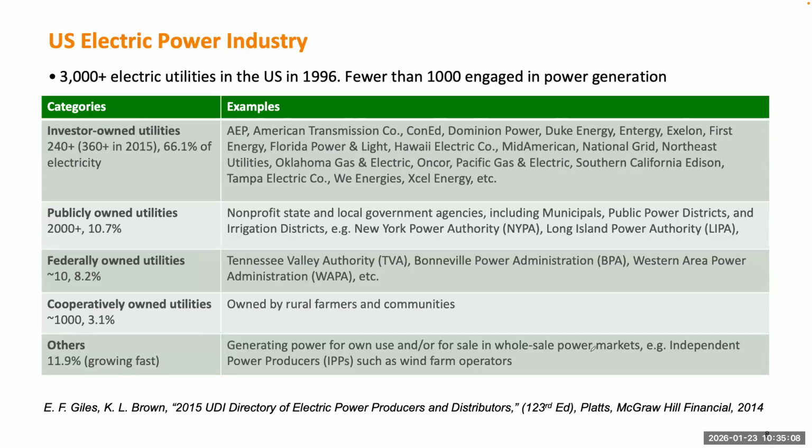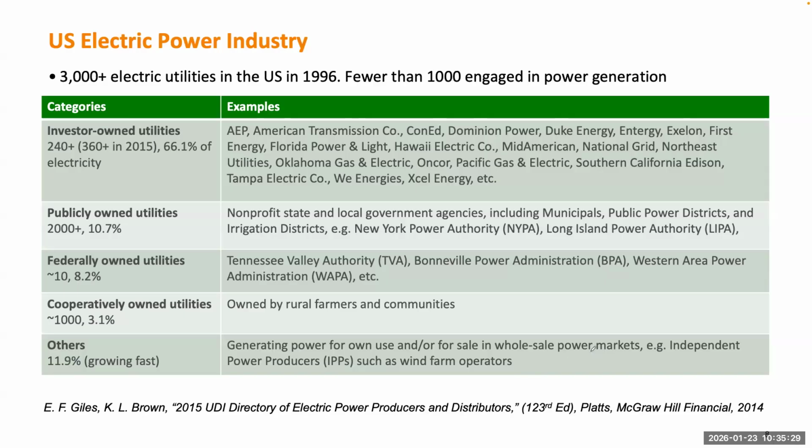For those utility companies, there are a number of categories. The largest category, the first one, is the investor-owned utilities. Those companies exist today with the main purpose of making more money. Right? So they just do business.